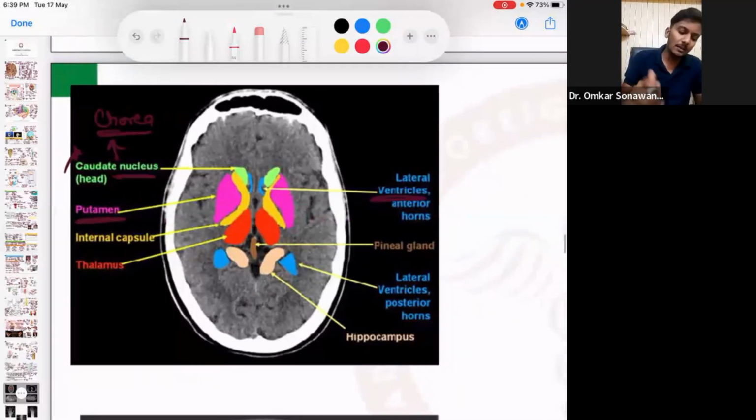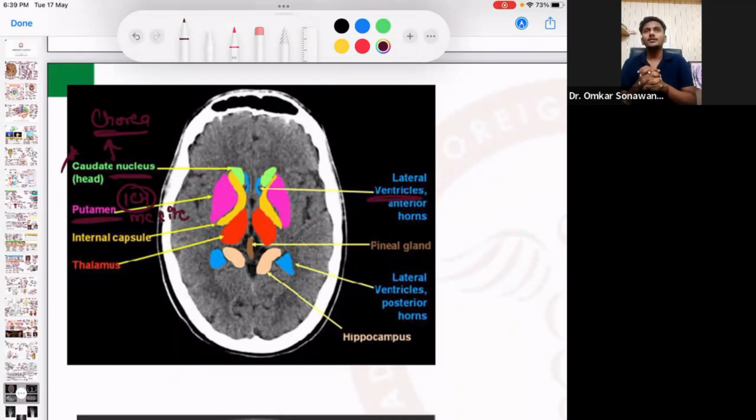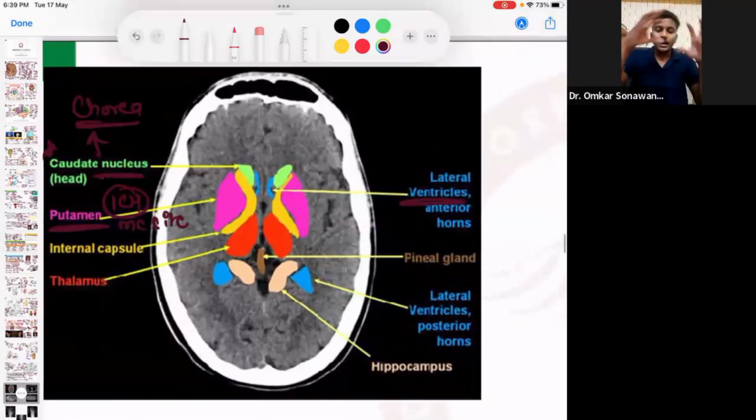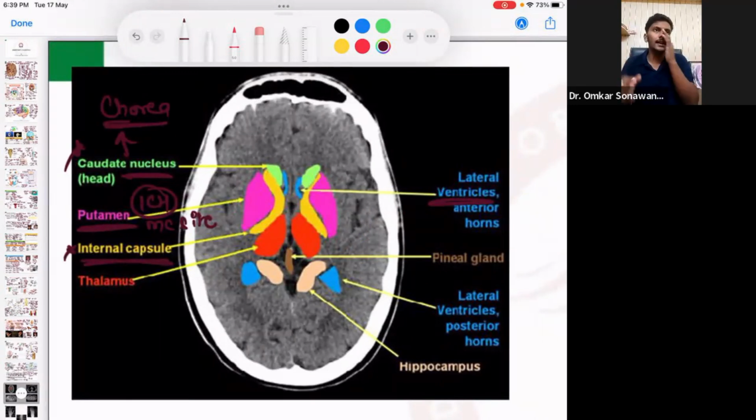Putamen is the most common site for intracerebral hemorrhage. Which artery is ruptured? Charcot's artery, also known as the lenticulostriate artery. Important. Next, in between the putamen and the caudate nucleus, there is a loop. This loop is known as the internal capsule.